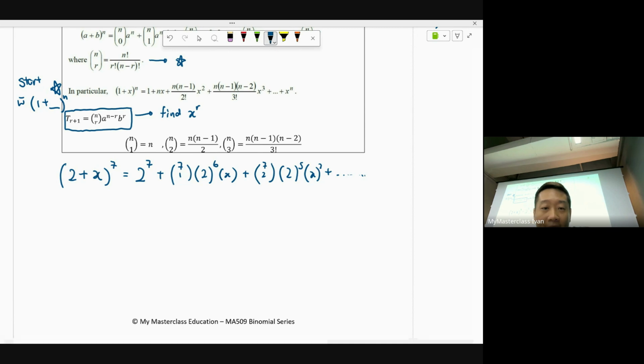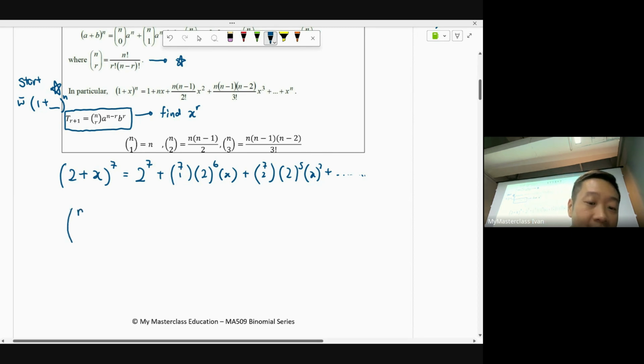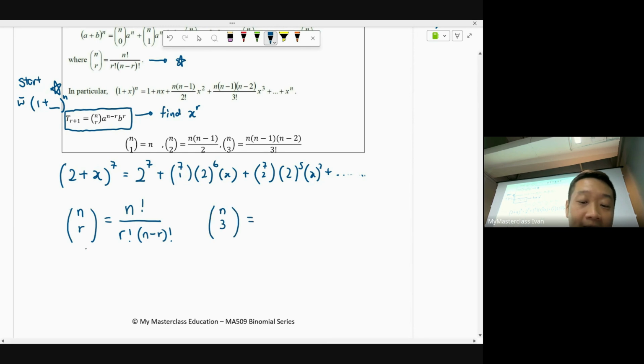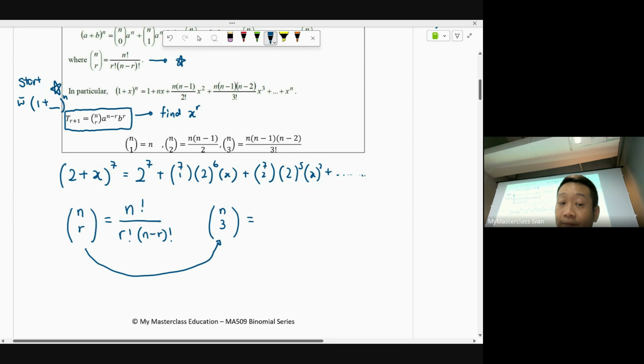Now n choose 1 equals n, n choose 2 equals n(n - 1) over 2, n choose 3 equals n(n - 1)(n - 2) over 3 factorial. These are the three things that in your O levels you're supposed to know. But actually it all comes from, at the bottom of the page right now for me, n choose r is given as n factorial over r factorial times (n - r) factorial. So if I want something like n choose 3, I actually get this from this formula. Can you see? So this will be n factorial.